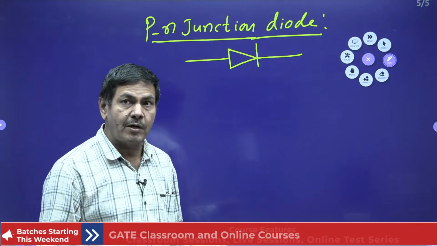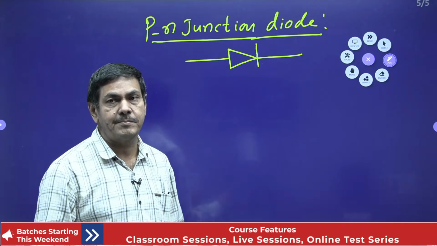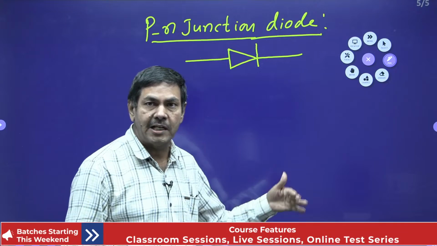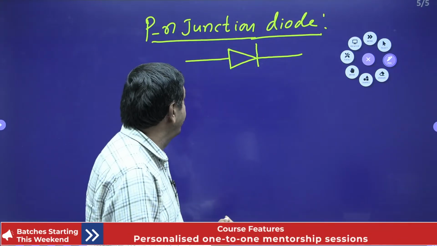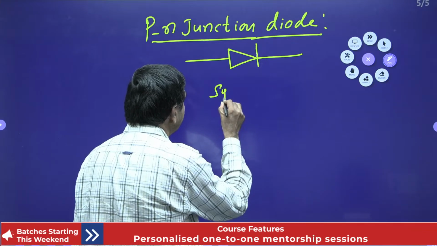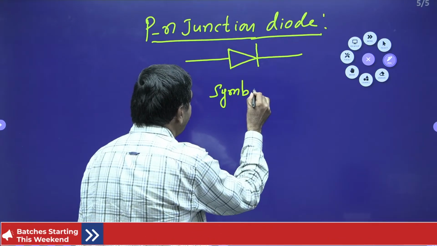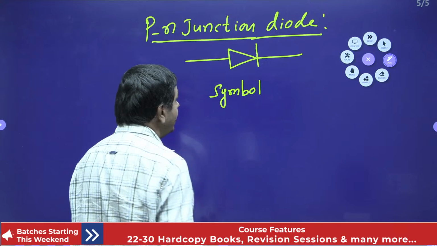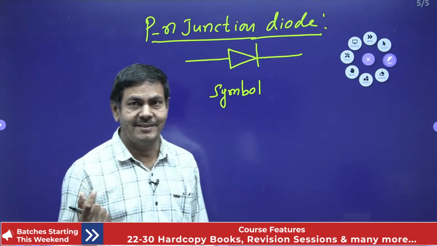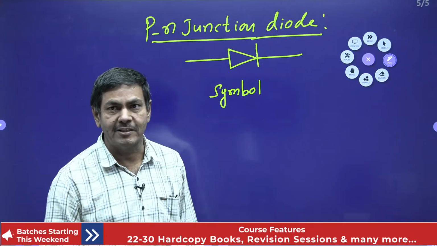When it is forward biased, how it acts, and when it is reverse biased, how it is going to act, and different parameters of the PN junction diode also I will explain one by one. Understand now. This is the symbol of the PN junction diode. This diode can also be called a crystal diode.